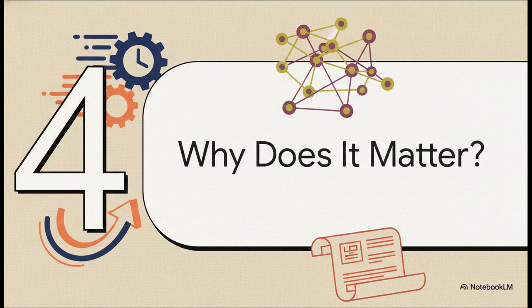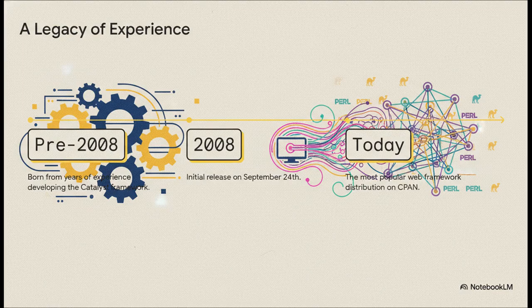So, okay, we've seen that it's powerful and super easy to get started with, but what about its pedigree? Where did this thing come from? And why should you actually trust it for your serious projects? Well, this isn't some brand new experimental project that just popped up. Mojolicious was created by Sebastian Riedel, who is the very same developer behind the legendary Catalyst framework. So it was literally born from years of hard-won experience. And since it was released way back in 2008, it has grown to become the most popular web framework on CPAN, which is Perl's main software repository. That's a huge endorsement from the entire community.